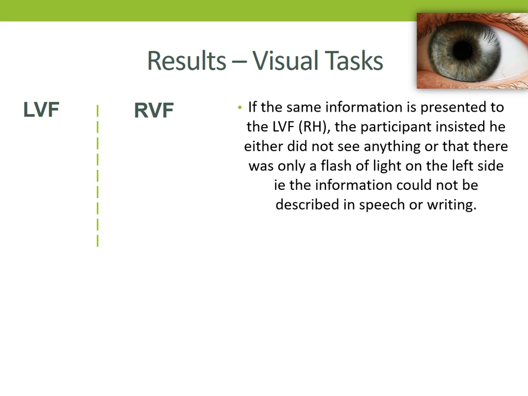Now, if the information is presented to the left visual field, the participant insisted that they either did not see anything, or that there was only a flash of light on the left side. So because something's being presented in my left visual field and I can't describe it in speech, I can't articulate that I've seen something. My right hemisphere knows it's seen something, but I can't say yes, I've seen something. I'd have to say no, there was nothing there.